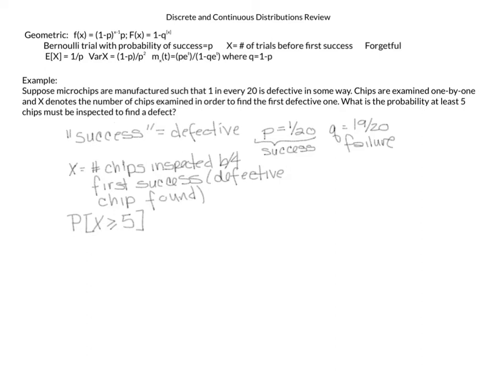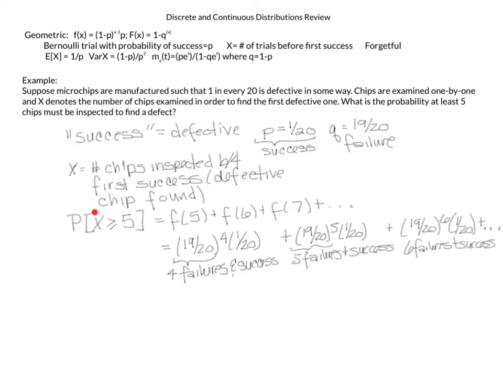Our random variable x is the number of chips inspected before the first success, or in other words, a first defective chip is found. And what we want to know is the probability that x is greater than or equal to 5, because at least 5 chips must be inspected to find a defect. So these are the notes. I translated the things in our problem into these notes.